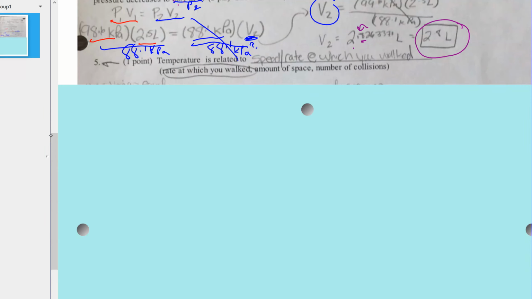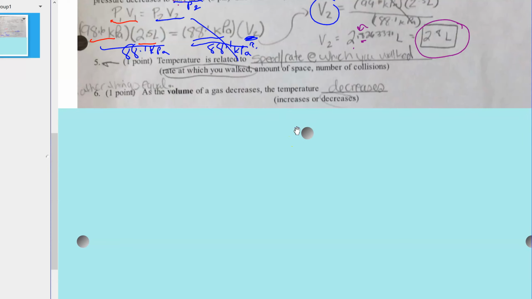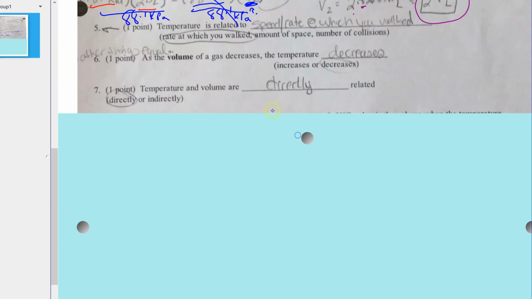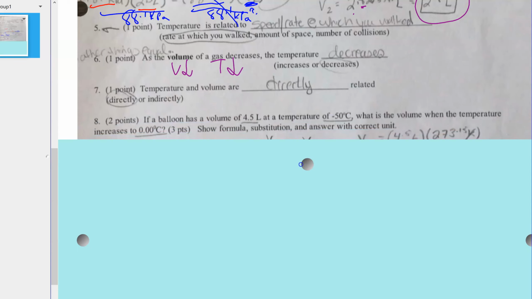Okay, temperature is related to the speed or the rate at which you walked. That's the energy that the molecules have. So as the volume of a gas decreases and you keep everything else the same, temperature also decreases. Temperature and volume are directly related. So if volume goes down, temperature goes down. Sometimes that's hard to think about, but we're keeping everything else the same. If you keep the pressure the same, we have to slow the molecules down if there's less space. Temperature goes down.